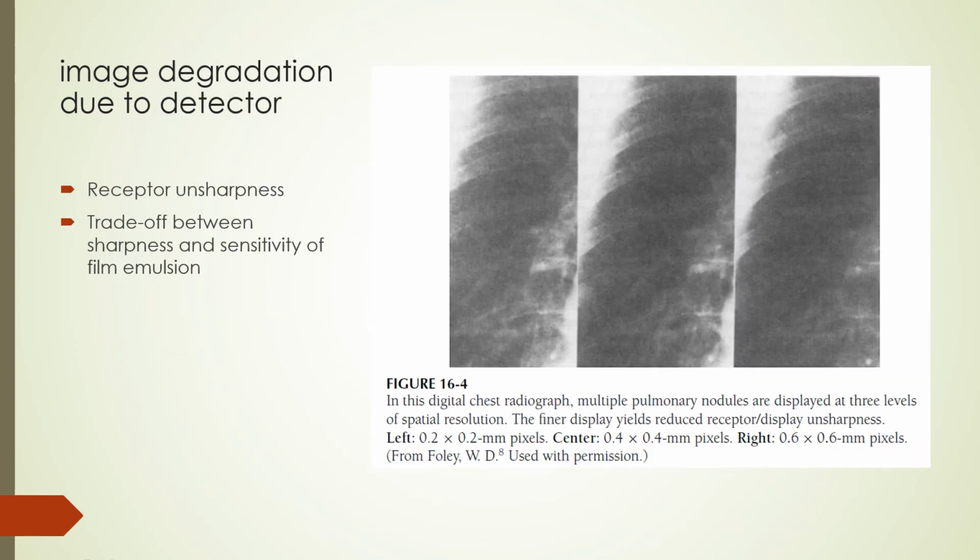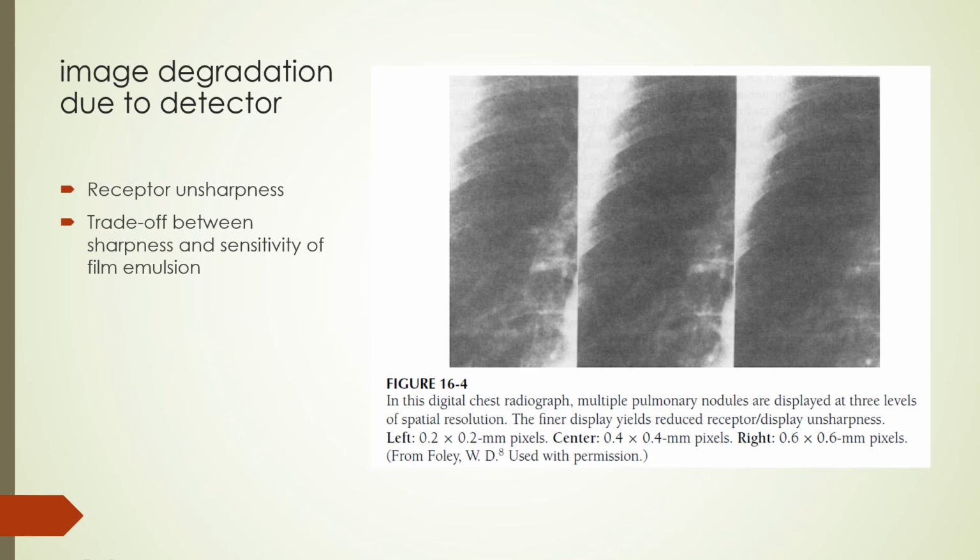In radiography, receptor unsharpness can cause poor image clarity. Receptor unsharpness is determined principally by the thickness and composition of the light-sensitive emulsion of the intensifying screens. This is true for screen film radiography. These characteristics influence not only receptor unsharpness but also the sensitivity of the screens to X-rays. With increasing thickness, for example, the sensitivity improves but unsharpness also increases. So there is a trade-off between sharpness and sensitivity of film emulsion due to thickness of the emulsion.